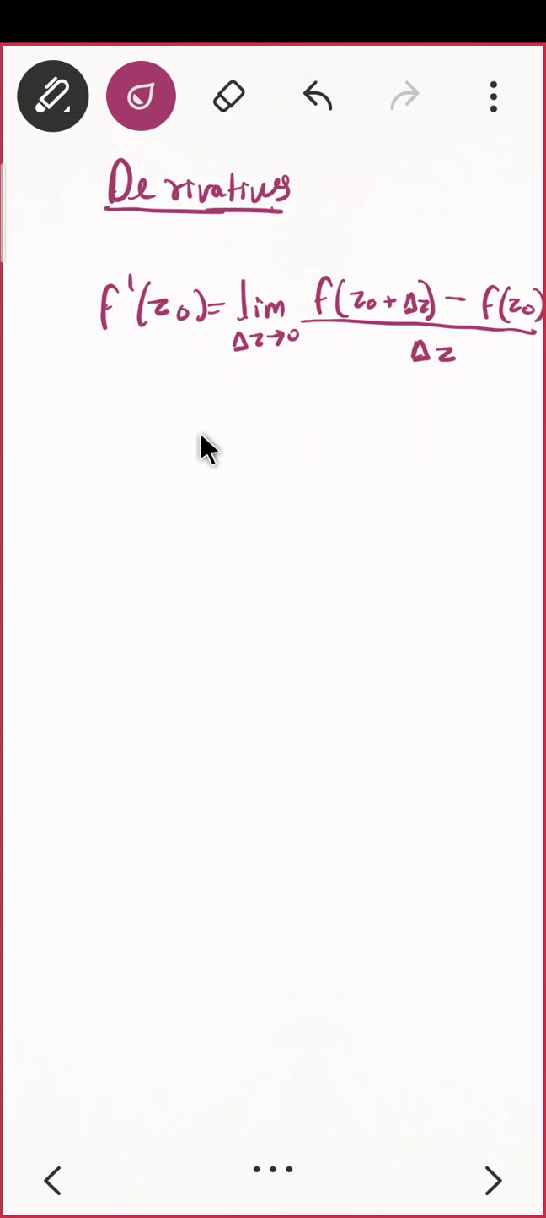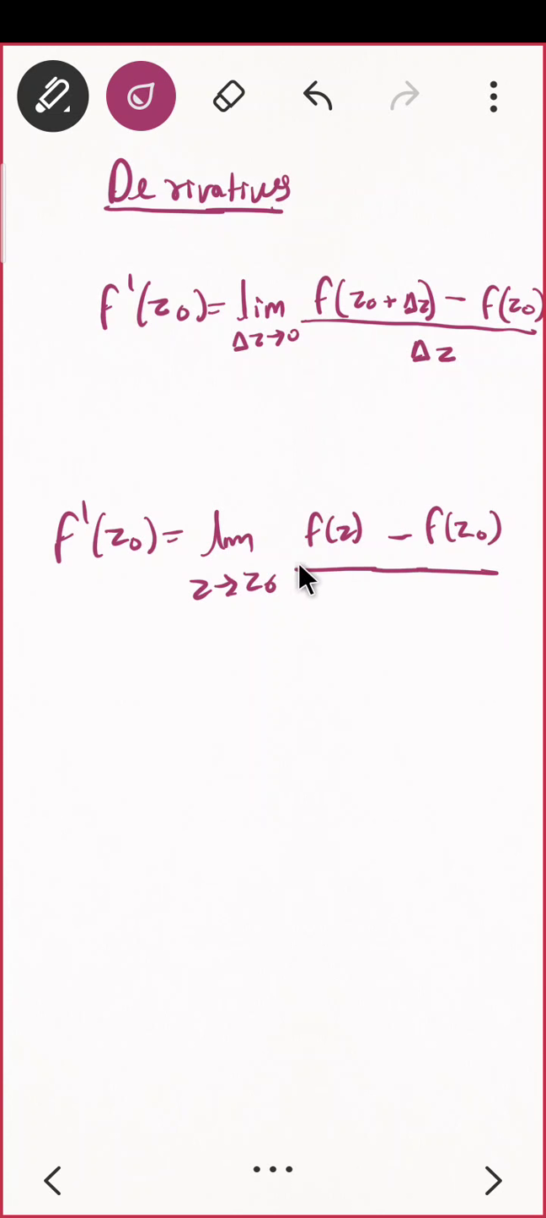And actually the original definition is this one, f dash of z naught is equal to limit z tending to z naught of f of z minus f of z naught upon z minus z naught, correct? And do you agree both are same, both definitions are equivalent, either you use this one or this one. Do you agree? It is just one substitution from here to here, or from here to here, whatever you say.